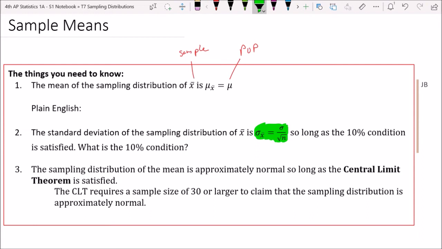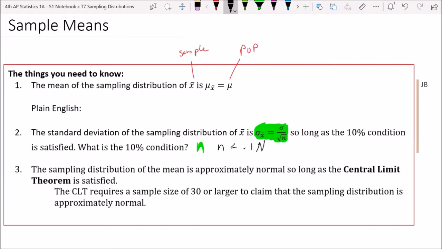Now, we do still have to meet the 10% condition on this. And so I want to remind you what that is. That's identical as it was in the proportions video. So that's that the sample size needs to be less than 10% of the population size. Okay, and that's how we would show that as an equation.